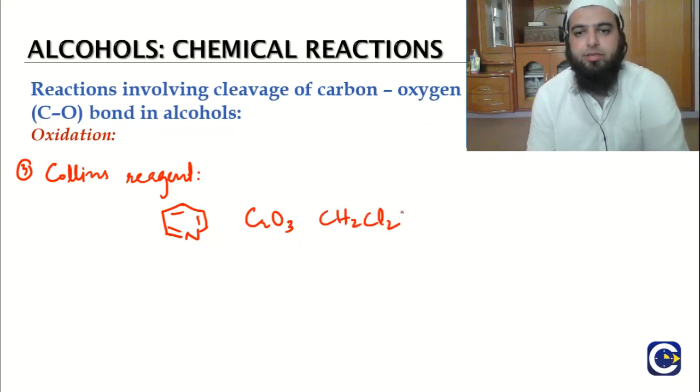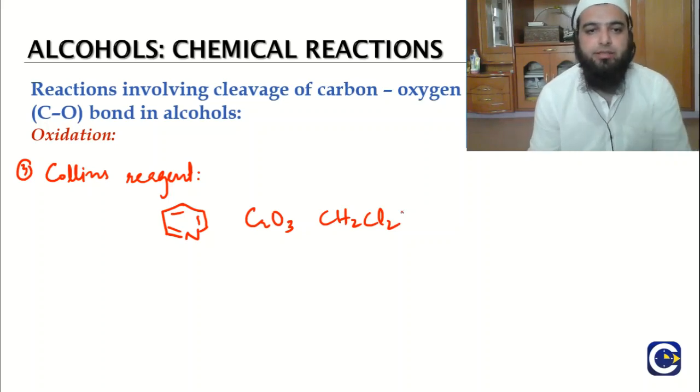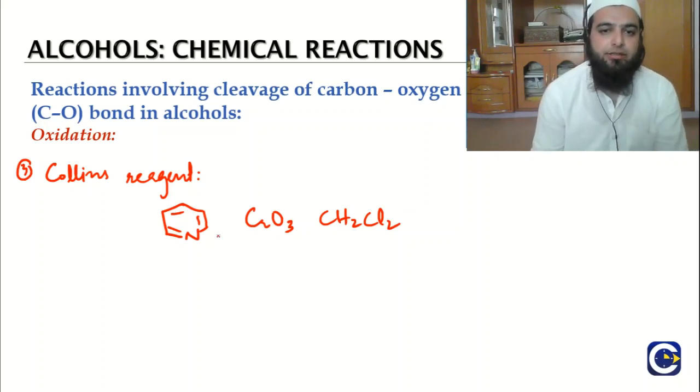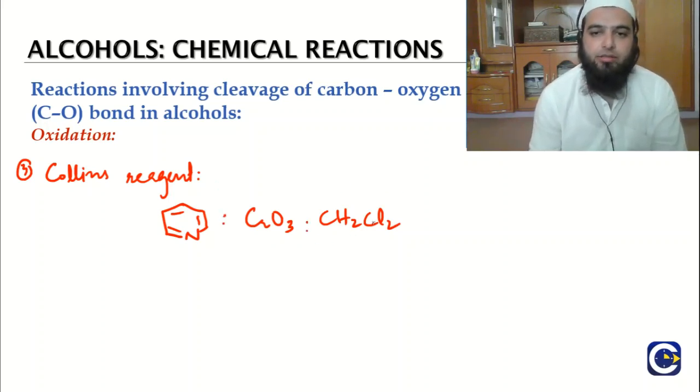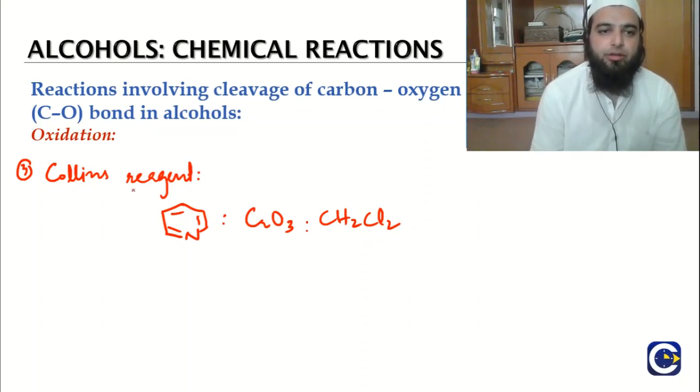Okay, CH2Cl2. So this is what you call the Collins reagent. Again, this acts as the reagent for the oxidation of alcohols. This is dichloromethane, chromium oxide, dichloromethane, pyridine. These three are taken as a mixture and they form a complex which is used for the oxidation of alcohols, and we call this Collins reagent.